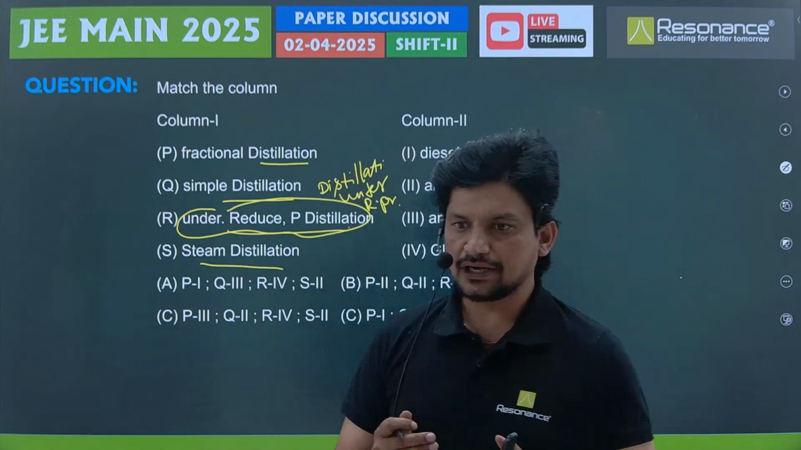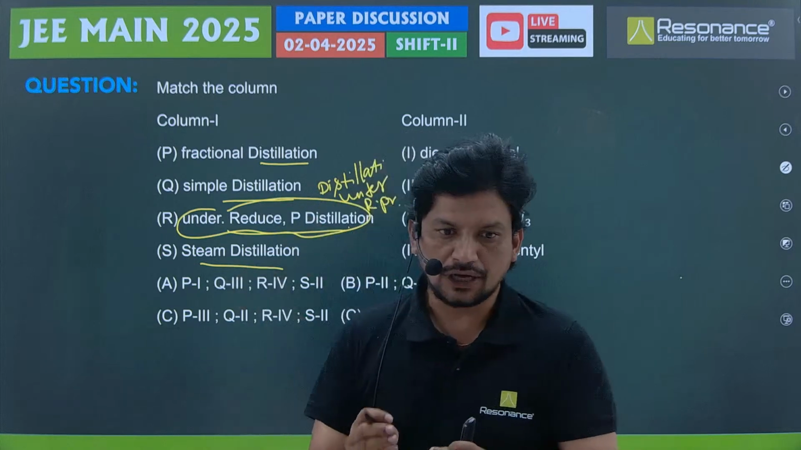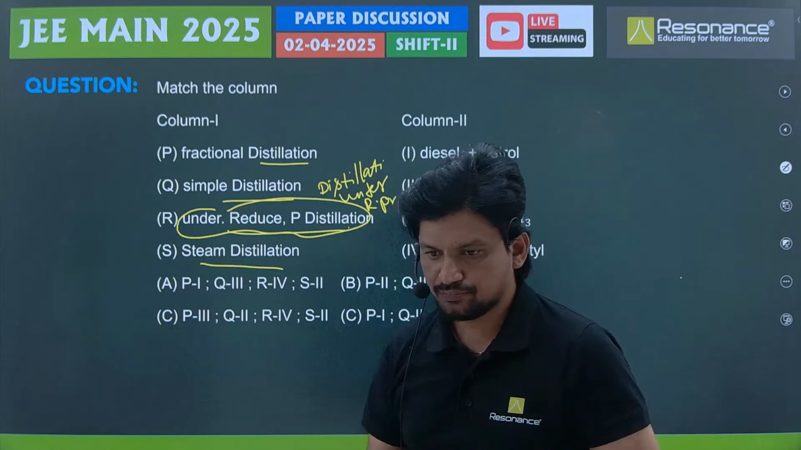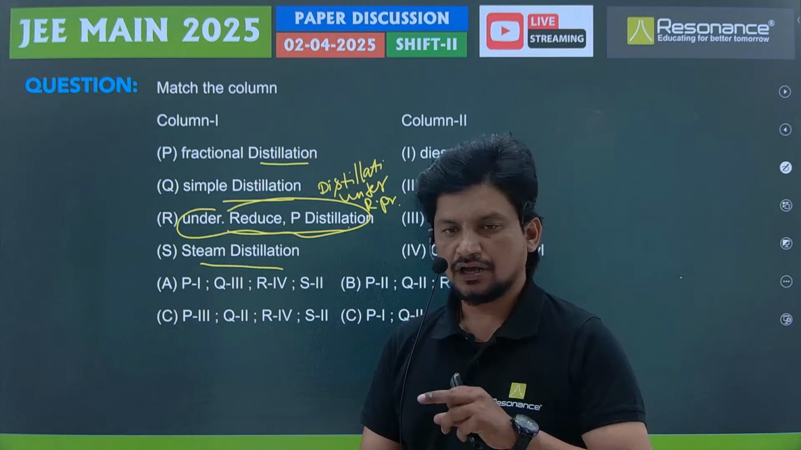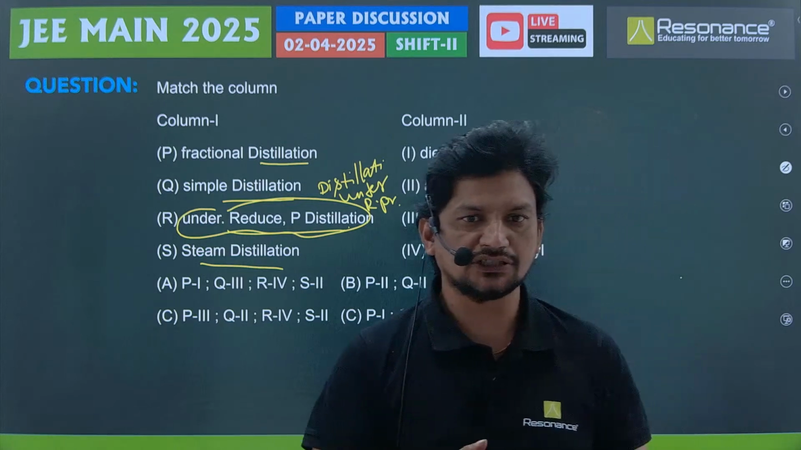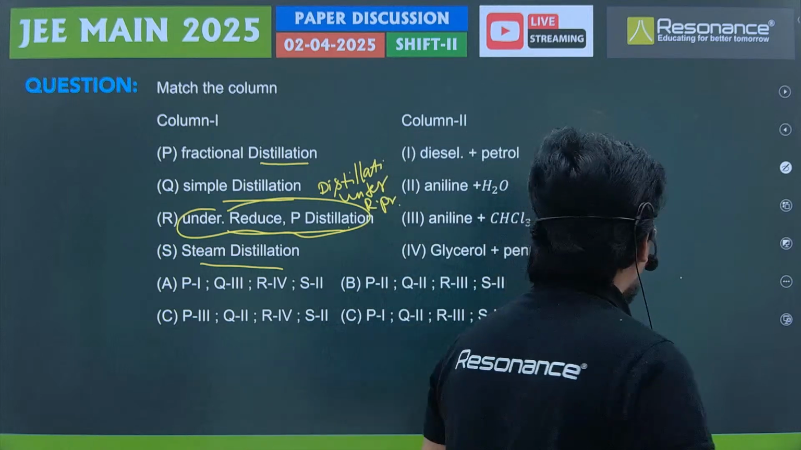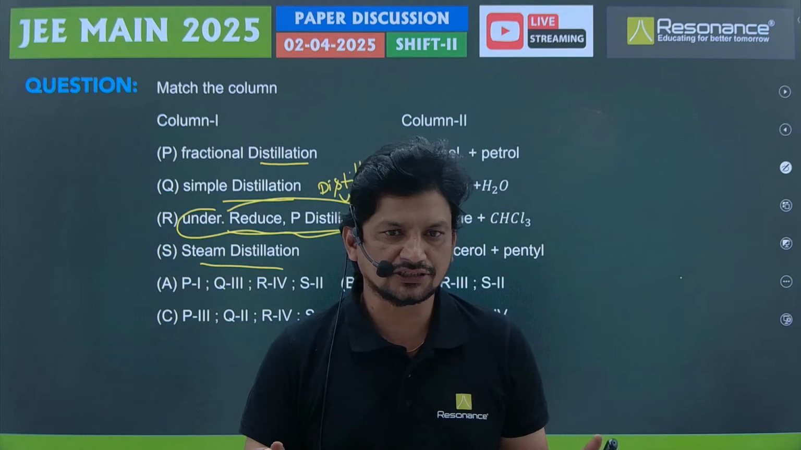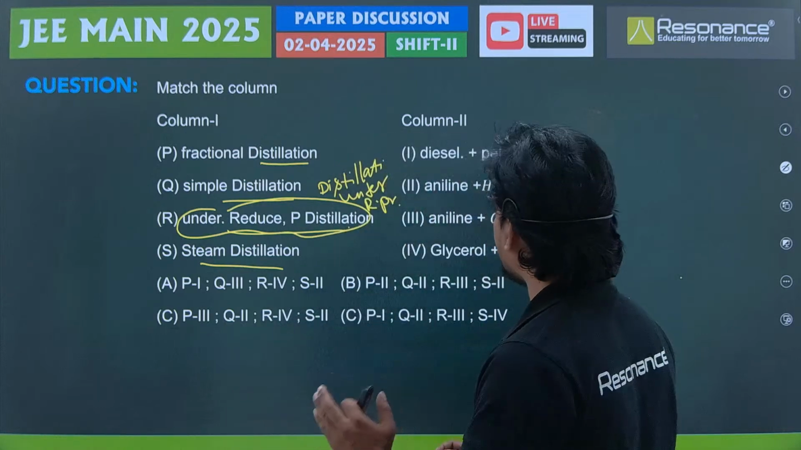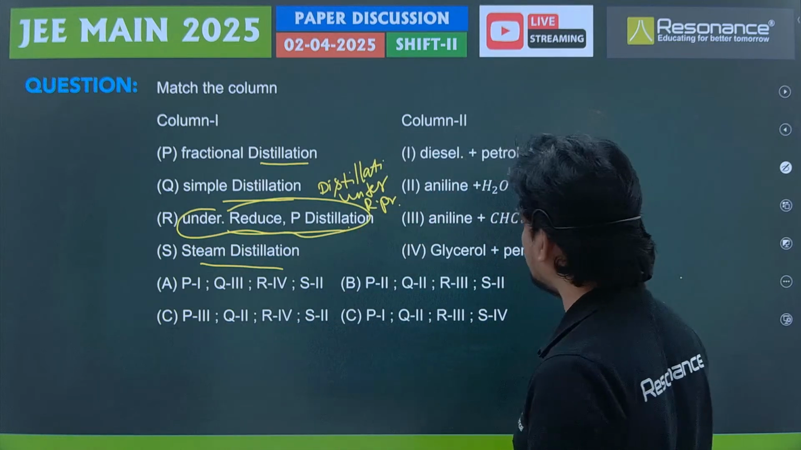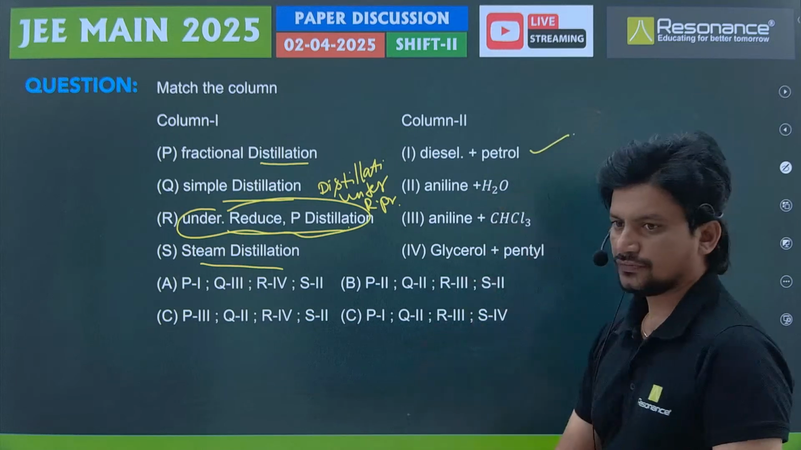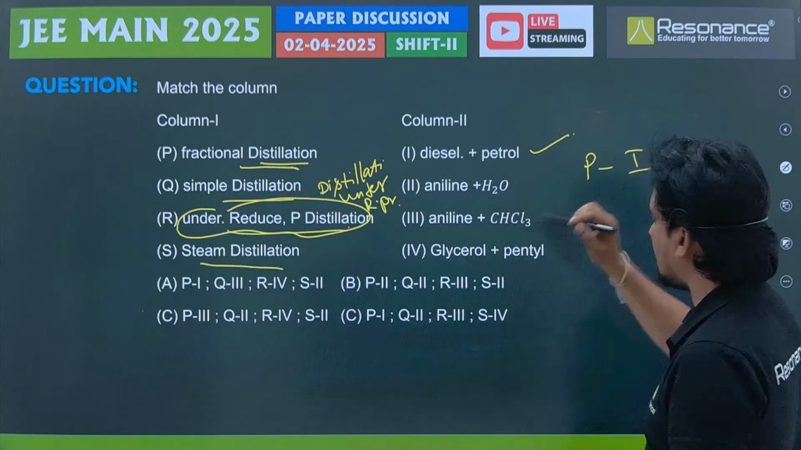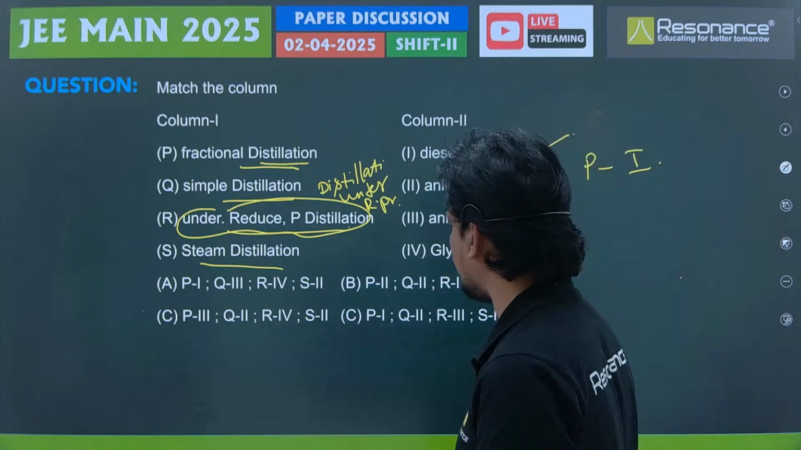It is a very important technique we use to separate all the fractions from the petroleum. All the fractions of petroleum, whatever petrol, diesel, kerosene oil, are present in the petroleum, and we can separate them by fractional distillation because the boiling point difference between the fractions present in the petroleum is very small. So we use fractional distillation to separate the diesel and petrol, right? So for P, what is the correct match? P1.